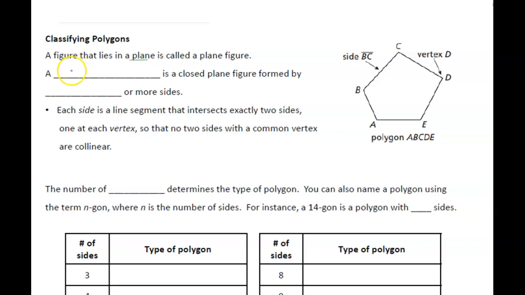Alright guys, so this is the video for section 1-4A, and in this video we're going to talk about polygons and how we classify them.